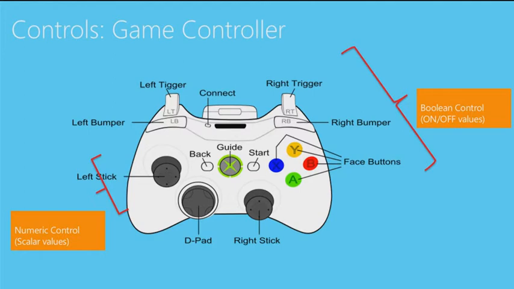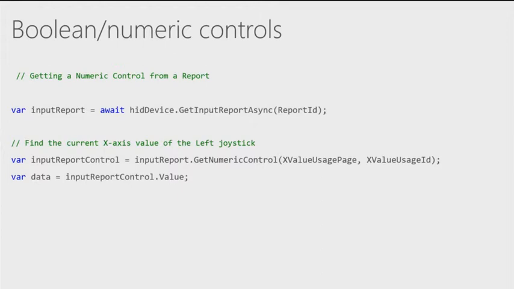So how do you use them in your app? Well, it's simple enough. You have an input report, which is typically where you want to parse these controls from. And once you have that input report, you can just call get numeric control or get Boolean control, and you pass in the usage page and the usage ID of the control you desire, and you have its value. So it's really, really straightforward to go and get a control and play around with it. There are more advanced features which you can go and look at in the documentation about how you can use controls and what their relationship is to collections and so on.